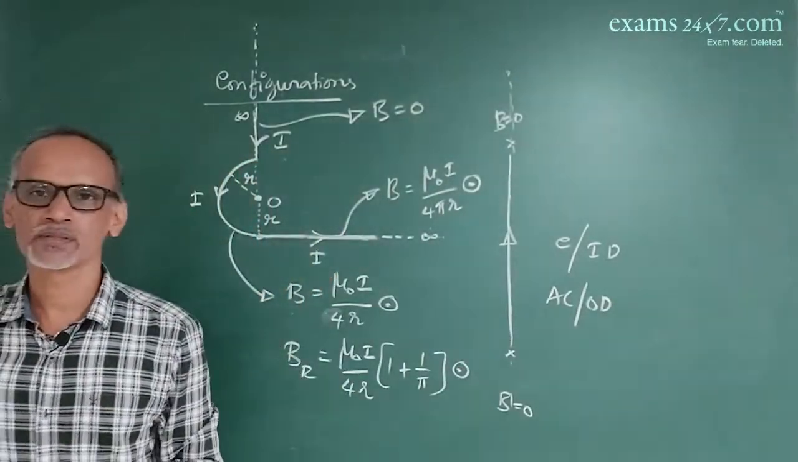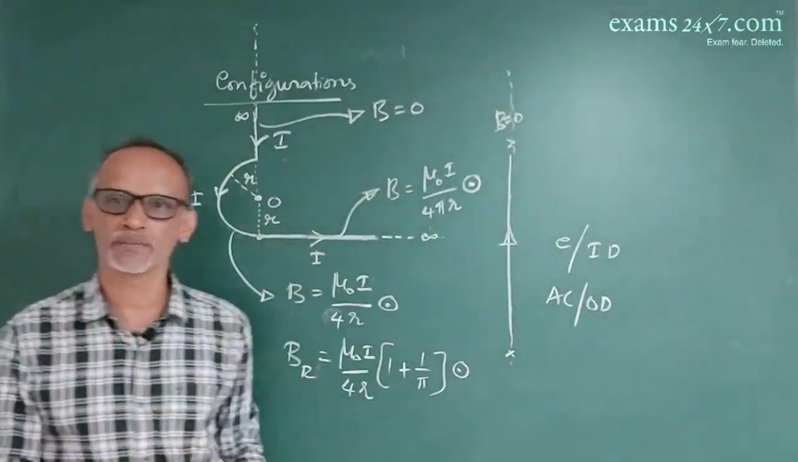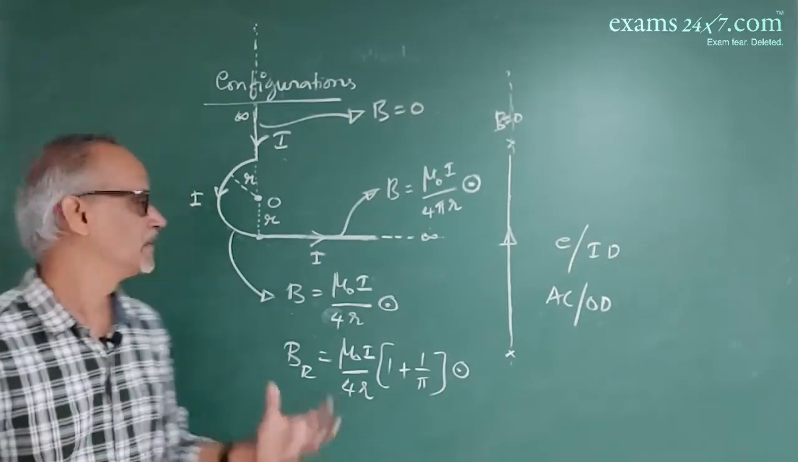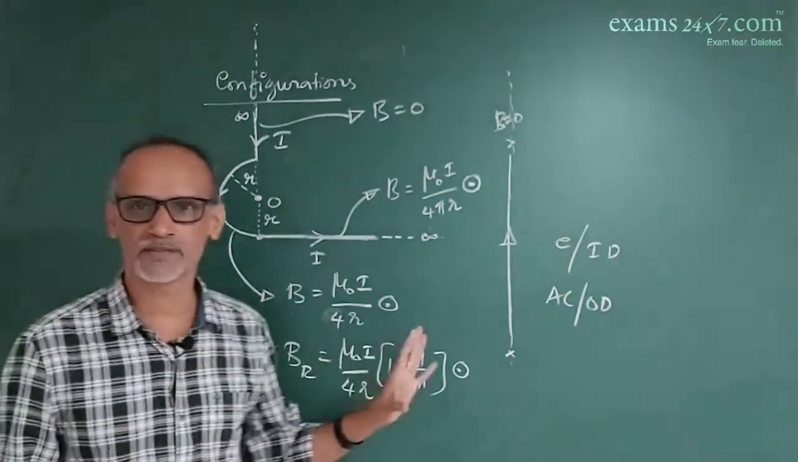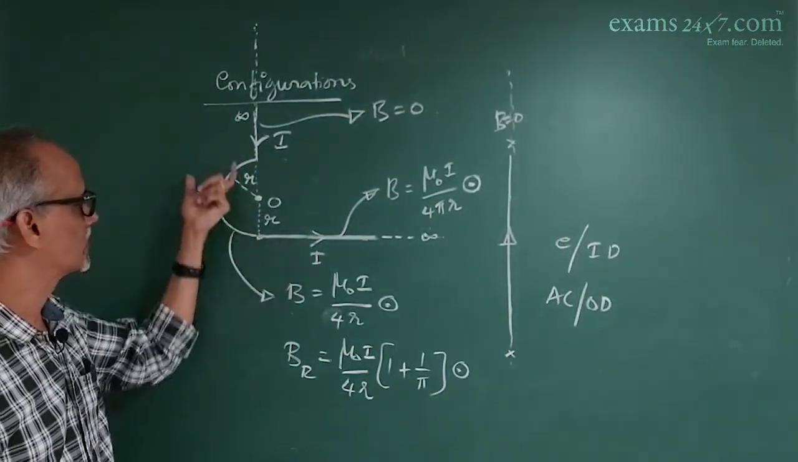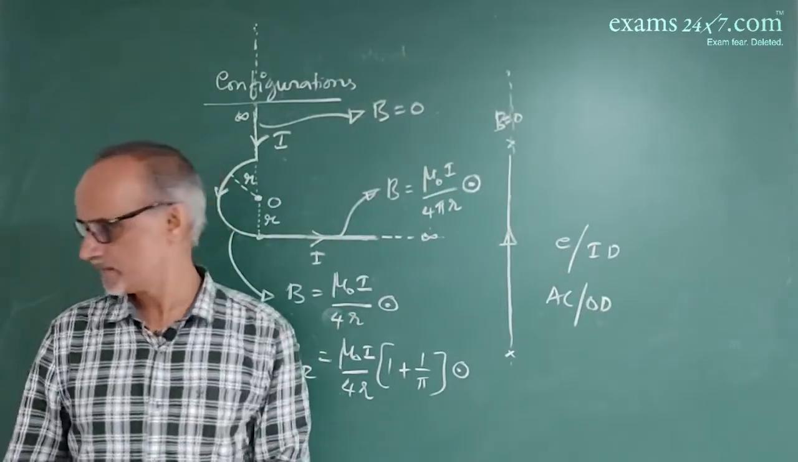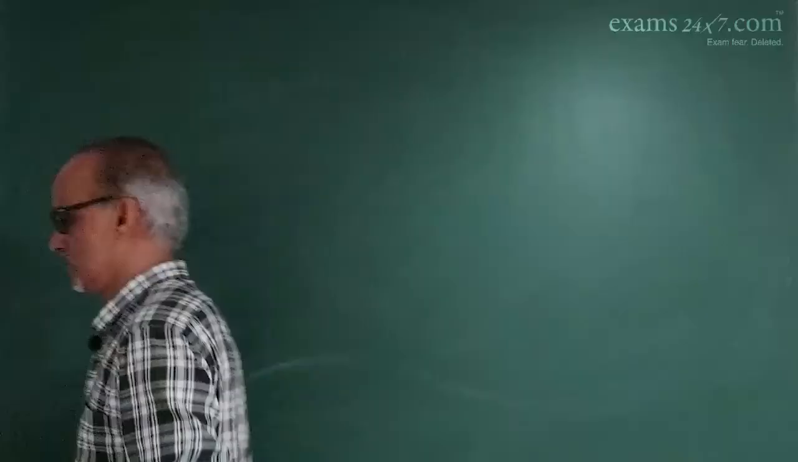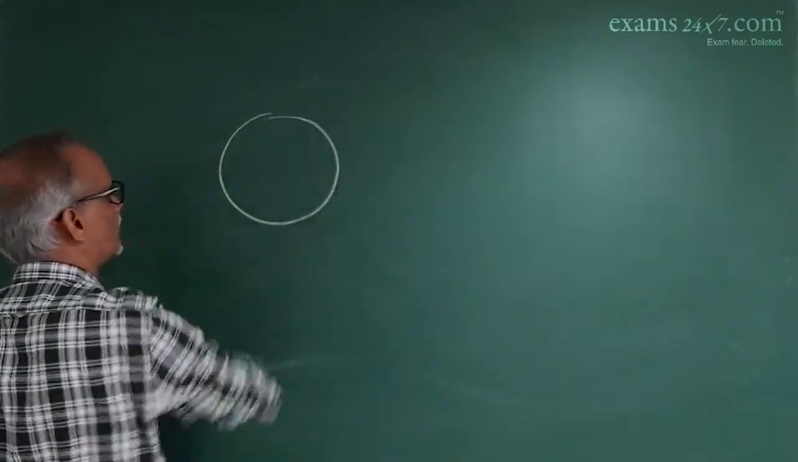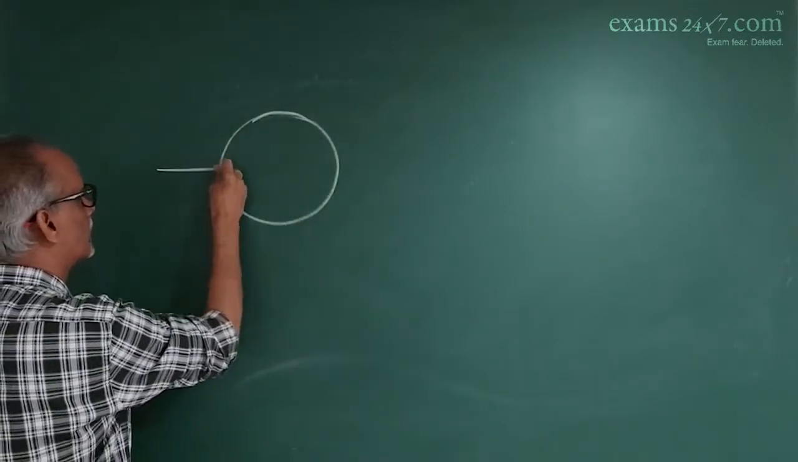So this is how the arrangement will be given, where a configuration will be given and you will be asked to find the resultant magnetic field due to that particular configuration. Your job is to find the field due to the various parts of the conductor and then find the resultant using vector addition.